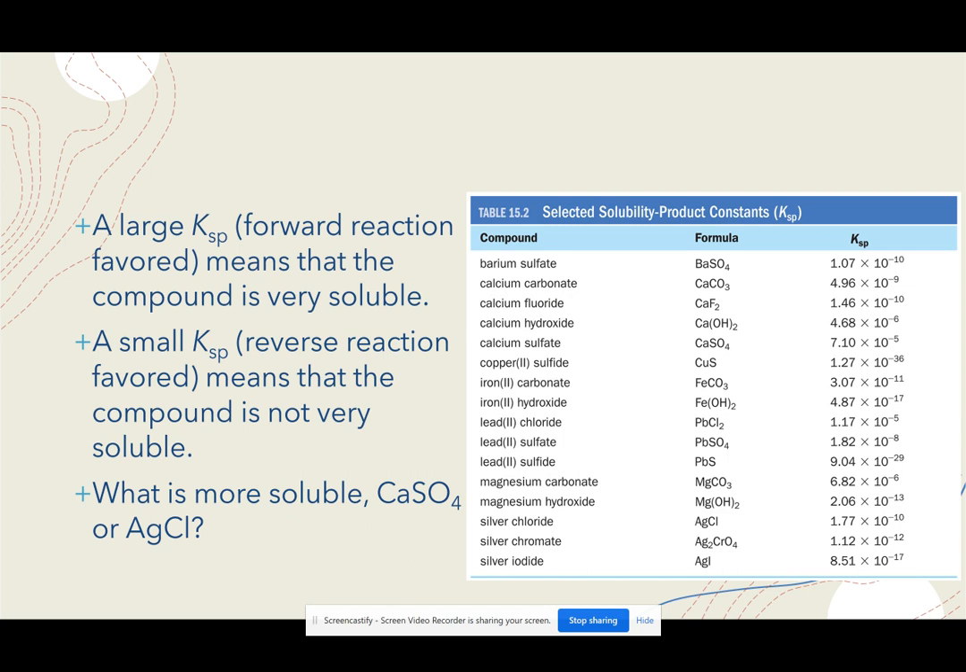So what is more soluble, calcium sulfate or silver chloride? So here's calcium sulfate, 7.1 times 10 to the negative 5. Here is silver chloride, 1.77 times 10 to the negative 10. So the more soluble compound is the calcium sulfate because it has the larger Ksp value. It's negative 5, whereas the other one is negative 10. Notice we have copper sulfide, 10 to the negative 36, extremely insoluble. You're going to have basically no ions present at equilibrium with that one because it has such a small value of Ksp.